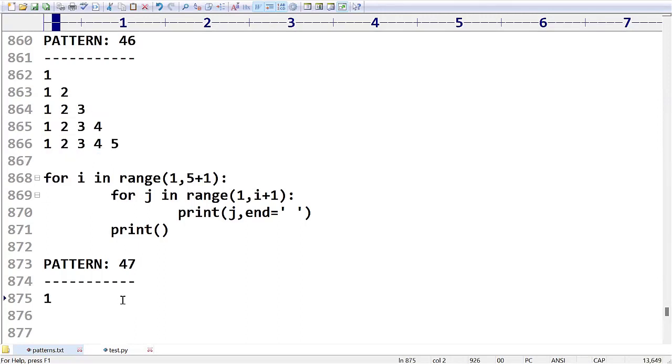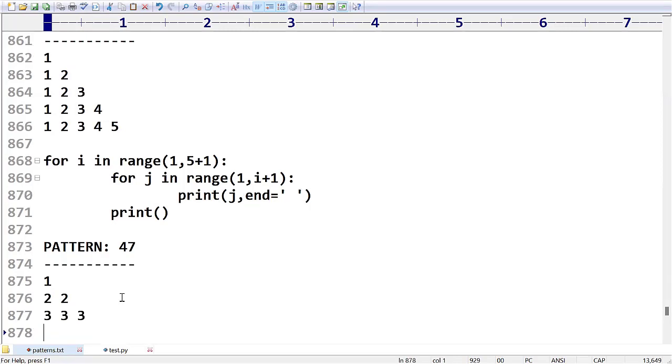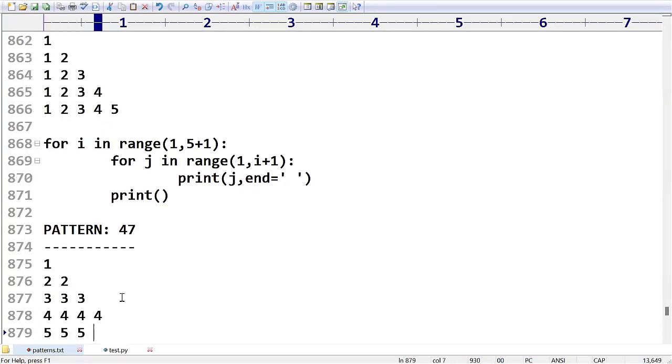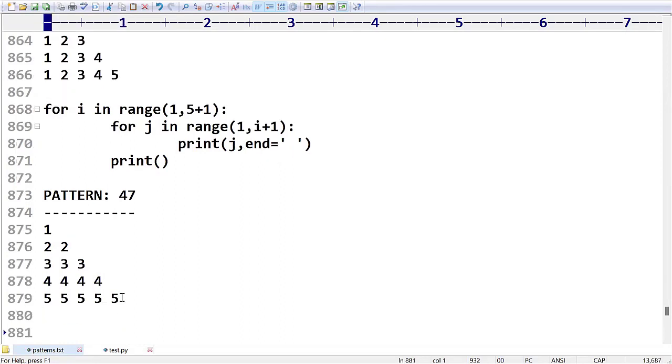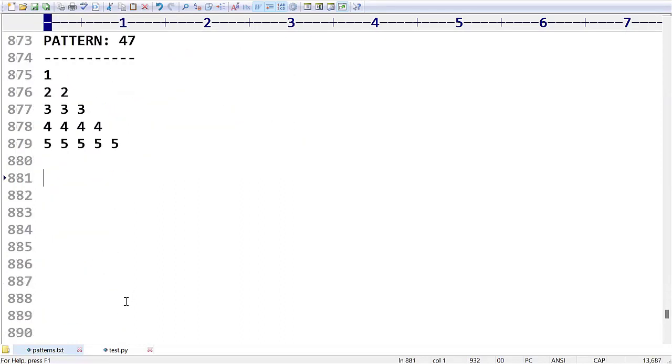I don't want column values. I want to print row values. So in the first row I want to print 1. In the second row I want to print 2 and 2. In the third row I want to print 3, 3, and 3. In the fourth row I want to print 4, 4, 4. In the fifth row, I want to print 5, 5, 5, like this. So let us write a program to print in this style.